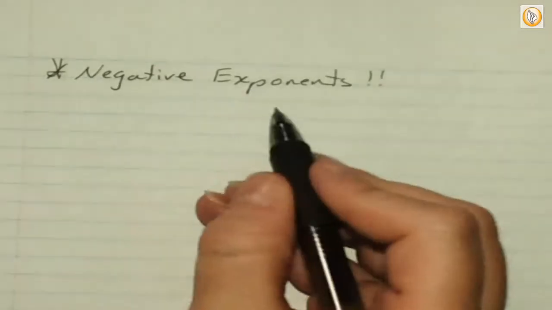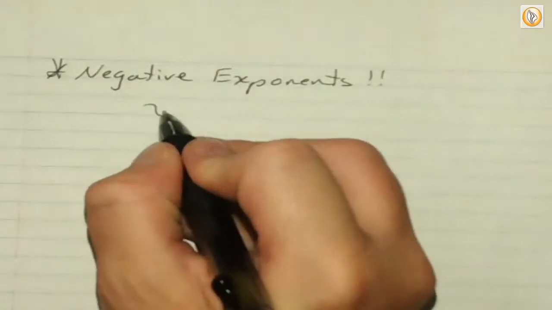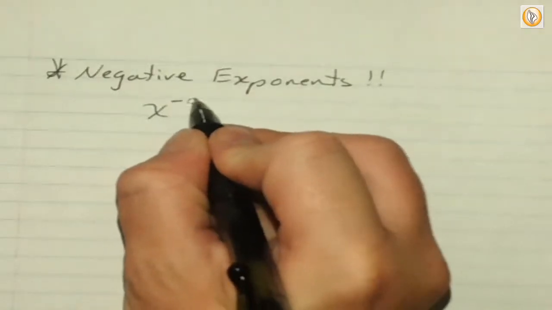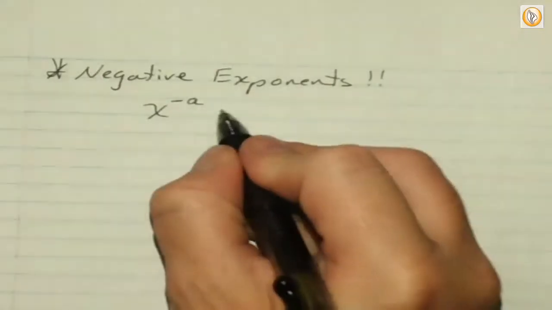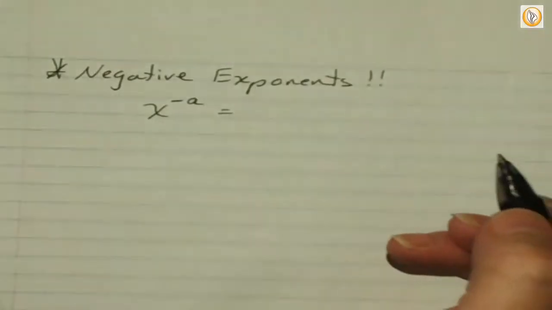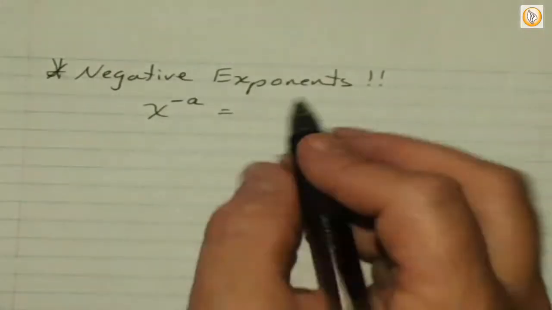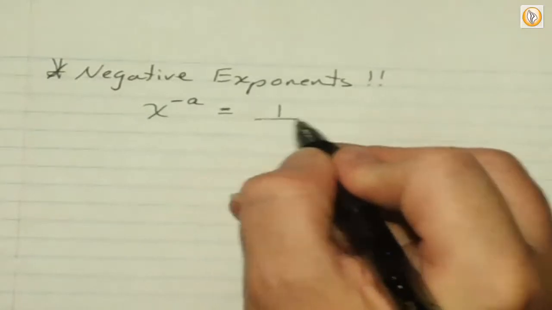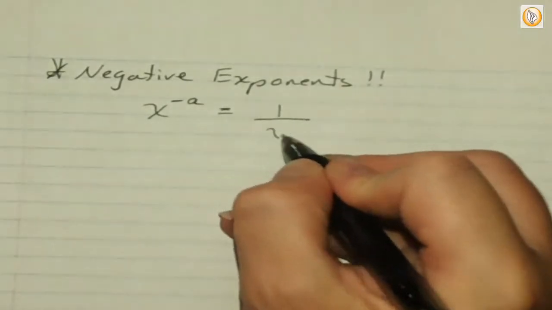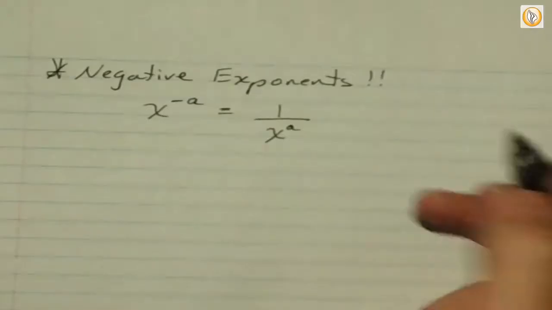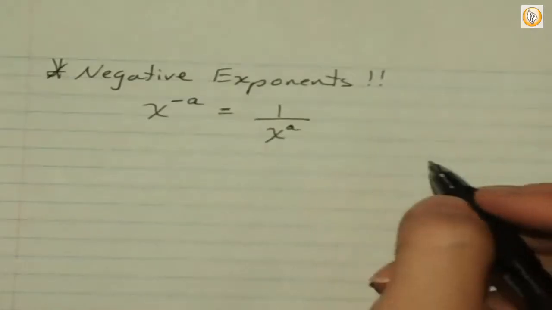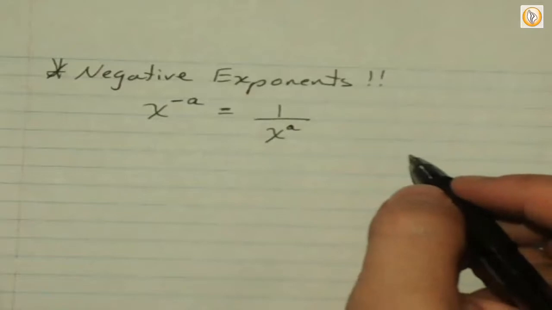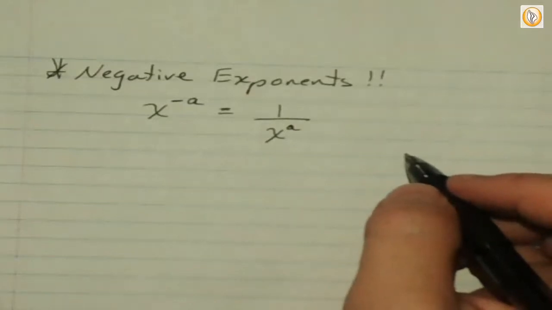All right, negative exponents. Guys, if you have a negative exponent, to get rid of it, you put it in the denominator. In this case, there would be a 1 there. It won't always be a 1. I'll show you in just a minute.